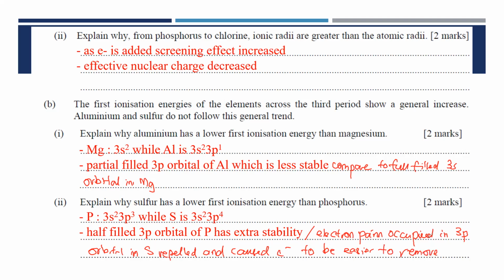Okay, so the electron pair occupied in the 3p orbital in sulfur repel and cause the electron to be easier to remove. So that is how you can answer in either way. Okay, so with that, that is how you answer all the structure questions for number 1 until number 8.